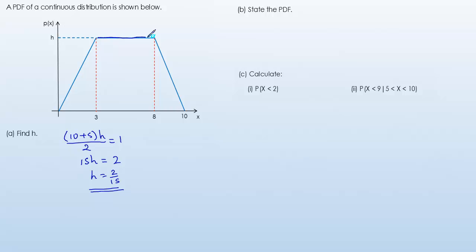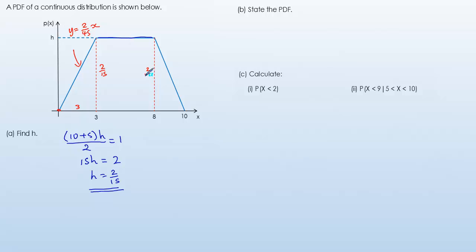So this section's easy enough, but we need to know these equations. Now h is 2/15. This goes through the origin here, so this one's nice and easy. So the gradient is going to be 2/15 divided by 3, which is 2/45. So this one here is 2/45 x.